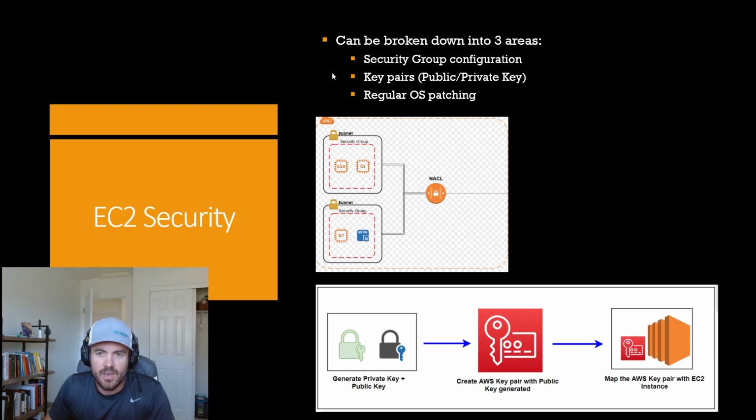And we also have key pairs, which dictate how you can access your instance. So say you want to RDP in, you essentially would generate a private and a public key. Okay, the private key you download, and when you go to create your instance, it creates an AWS key pair with the public key that was generated. Okay? And then you map your key pair with your EC2 instance. So it kind of decrypts and encrypts the login process.